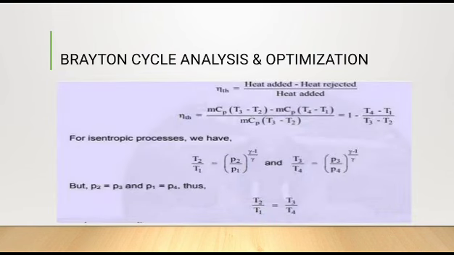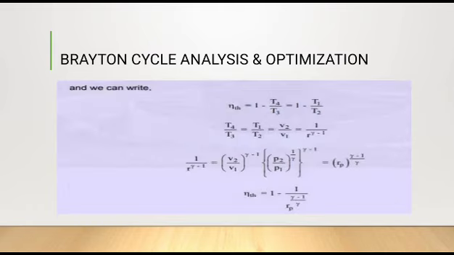The efficiency of Brayton cycle is equal to heat added minus heat rejected divided by heat added. For isentropic process, we have T2 by T1 is equal to P2 by P1 to the power gamma minus 1 by gamma, and T3 by T4 is equal to P3 by P4 to the power gamma minus 1 by gamma. Then T2 by T1 is equal to T3 by T4.